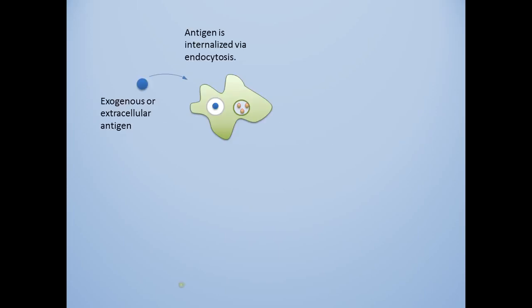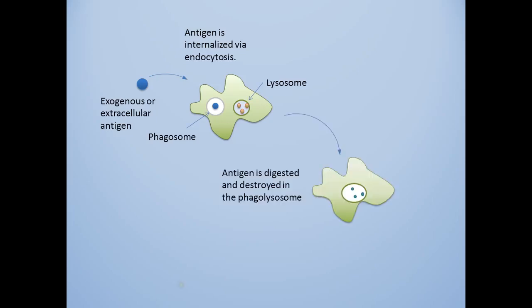In an exogenous or extracellular antigen, the antigen is internalized by the cell through endocytosis. This will lead to the formation of a phagosome. As in phagocytosis, the phagosome will fuse with the lysosome. This leads to the destruction of the antigen. Once the antigen is digested into smaller pieces, it will fuse with another vesicle containing a self-marker known as an MHC class II molecule.